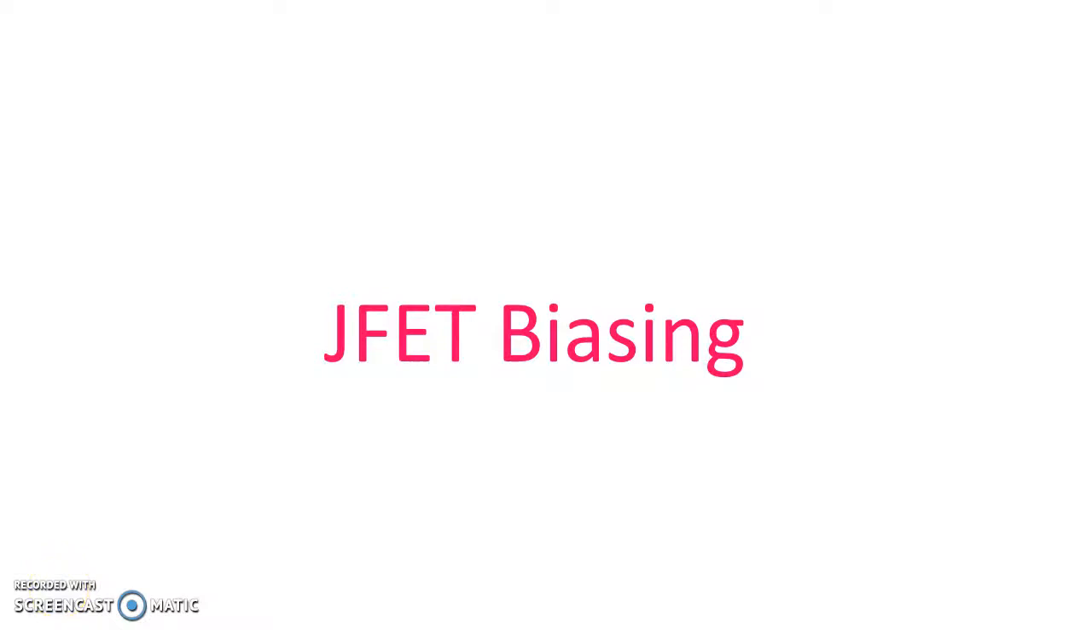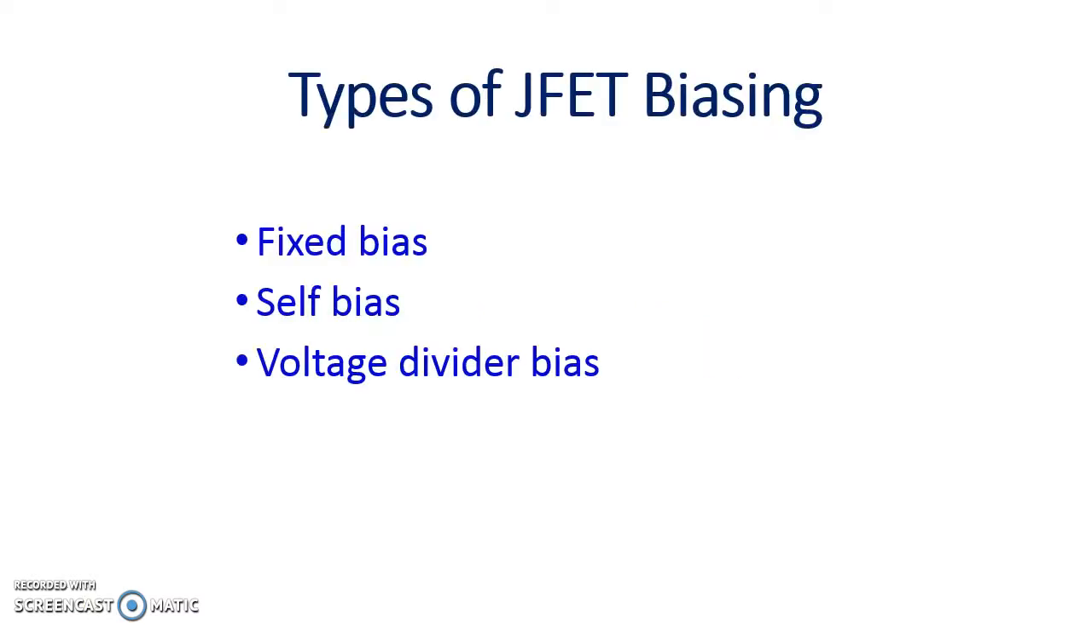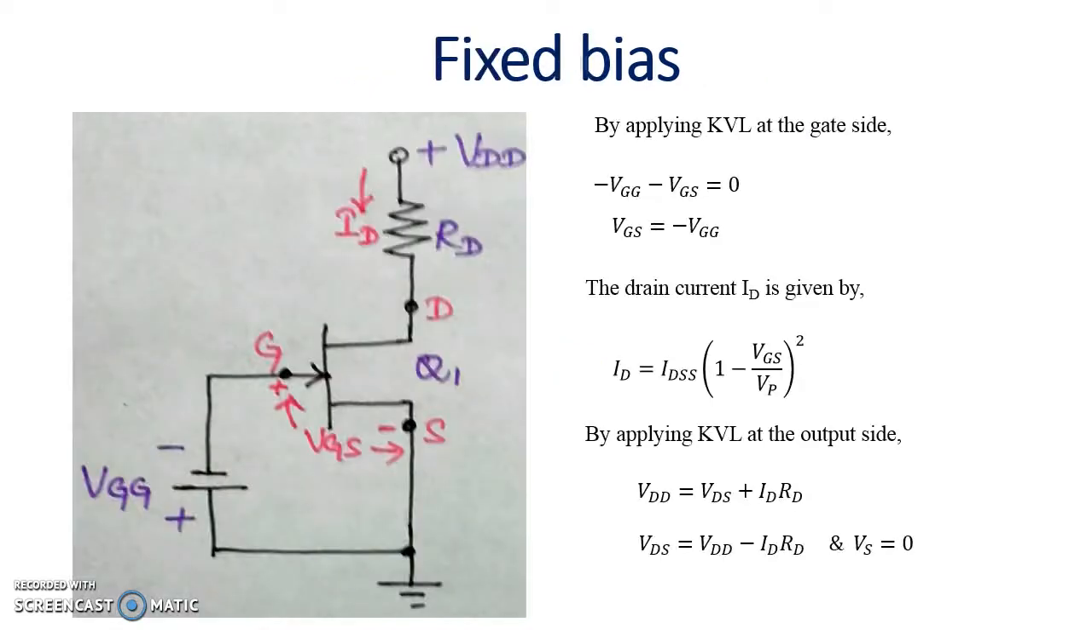Let us see about biasing of junction field effect transistor, that is JFET. Normally for biasing a JFET we have three different types of biasing methods. They are fixed bias, self bias and voltage divider bias. First we will see about fixed bias.